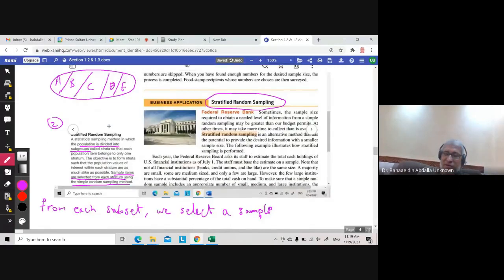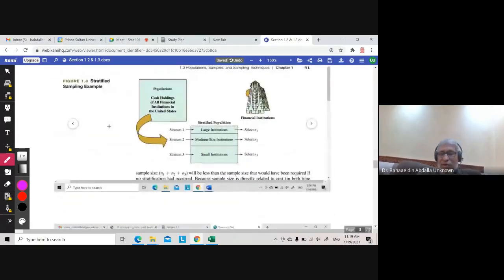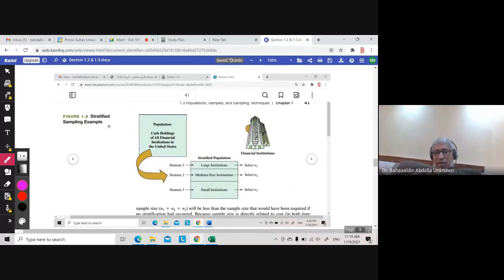So this is the stratified. From each subset you select a sample. Let us take an example. For example, financial institutions in the USA, all financial institutions. If we need to select a sample of all financial institutions, we may think the financial institutions are different. Some of them are very large, some medium size, some small size. So we can divide all financial institutions into 3 subsets or subgroups: large institutions, medium-sized institutions, small institutions.